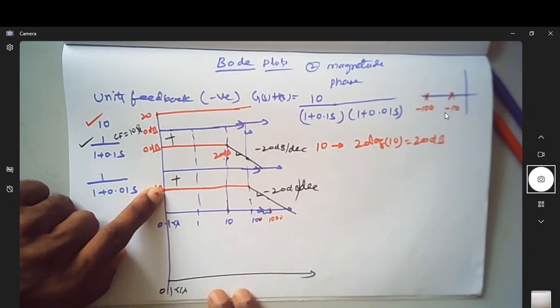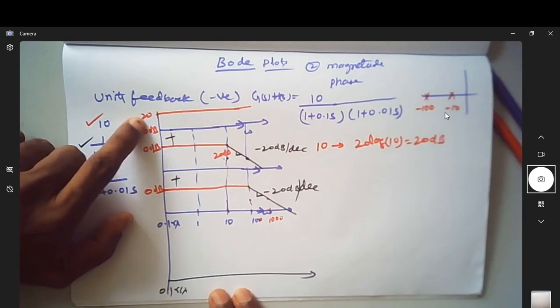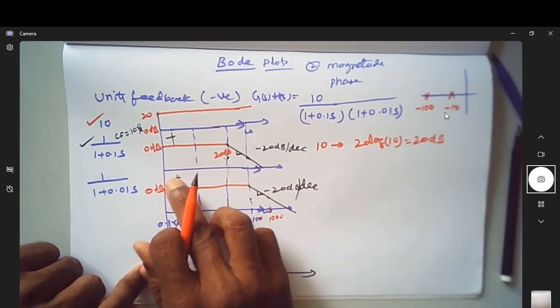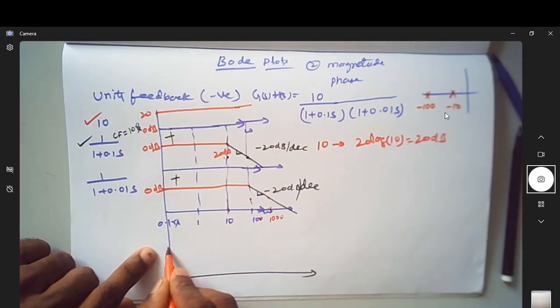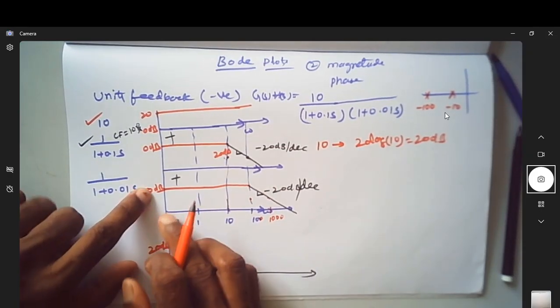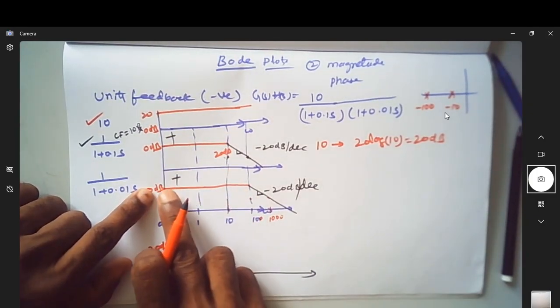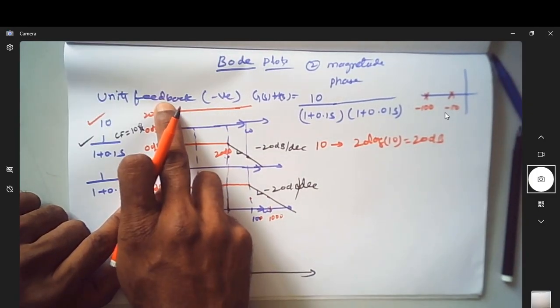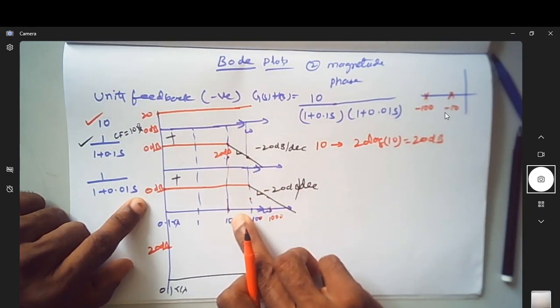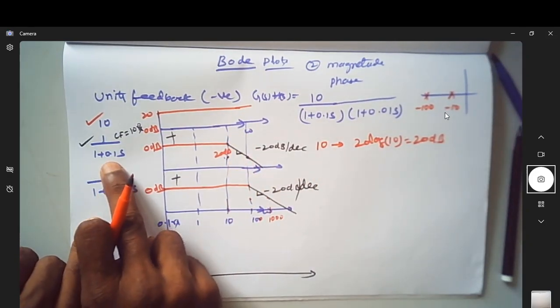So you can see this is contributing 0, this is contributing 0, whereas this is contributing 20 dB. So the addition of this plus this is actually 20 dB, correct? If you consider this as 20 dB, so this is 20 dB. So is this magnitude of 0 dB, 0 dB, 20 dB continues till this point of 10 radian per second, till the first cutoff frequency?